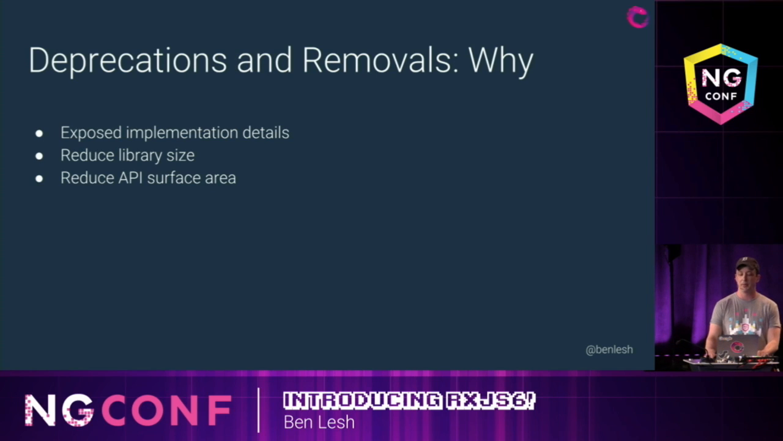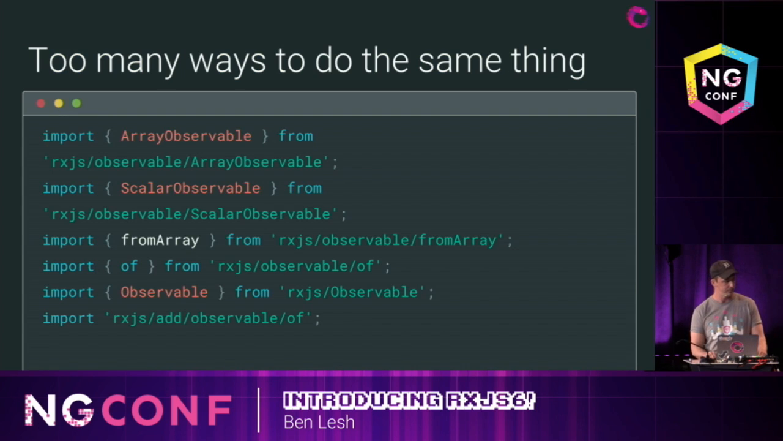So let's talk about deprecations and removals, the why. The reason that we're deprecating and removing certain things is because we had some exposed implementation details that people were using. We also want to reduce the library size, and we want to reduce the API surface area so the library is a little bit easier for people to learn and use.